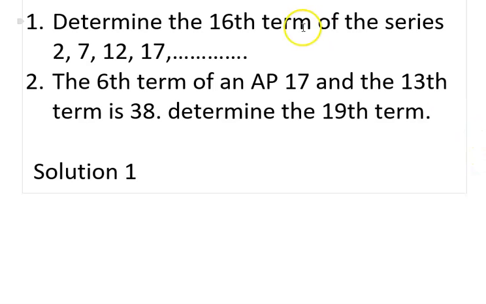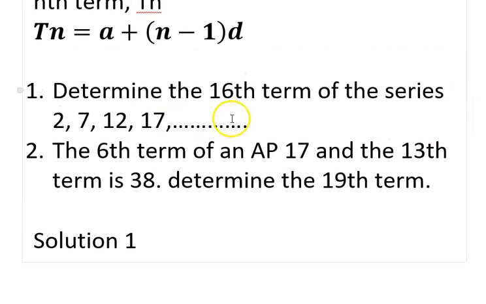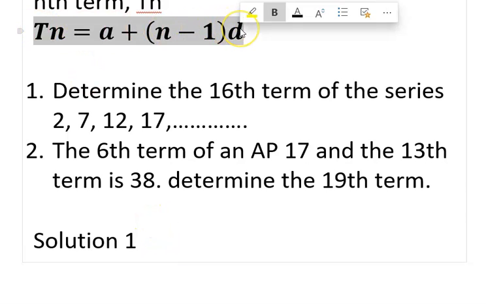So the first question says, determine the 16th term. Look at this now. This is a series of numbers: you have 2, after 2 you have 7, after 7 you have 12, after 12 you have 17. The difference here will be 7 minus 2 is 5, 12 minus 7 is 5, 17 minus 12 is 5. So you automatically know that the common difference is 5. Our first term is 2, our common difference is 5. Those are the two major things you need from this one. So let's say solution 1, we come up with our formula. It is very key.